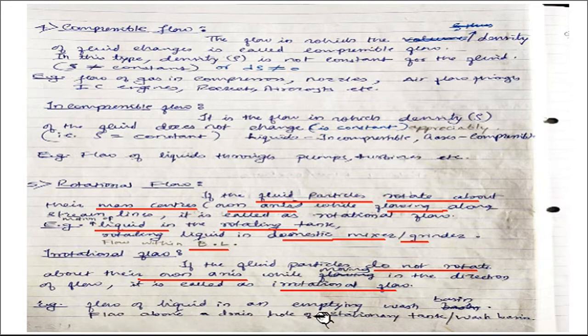An example is the flow of a liquid in an emptying wash basin. Another example can be the flow above a drain hole of a stationary tank. The flow above the drain hole of a wash basin is an irrotational flow.